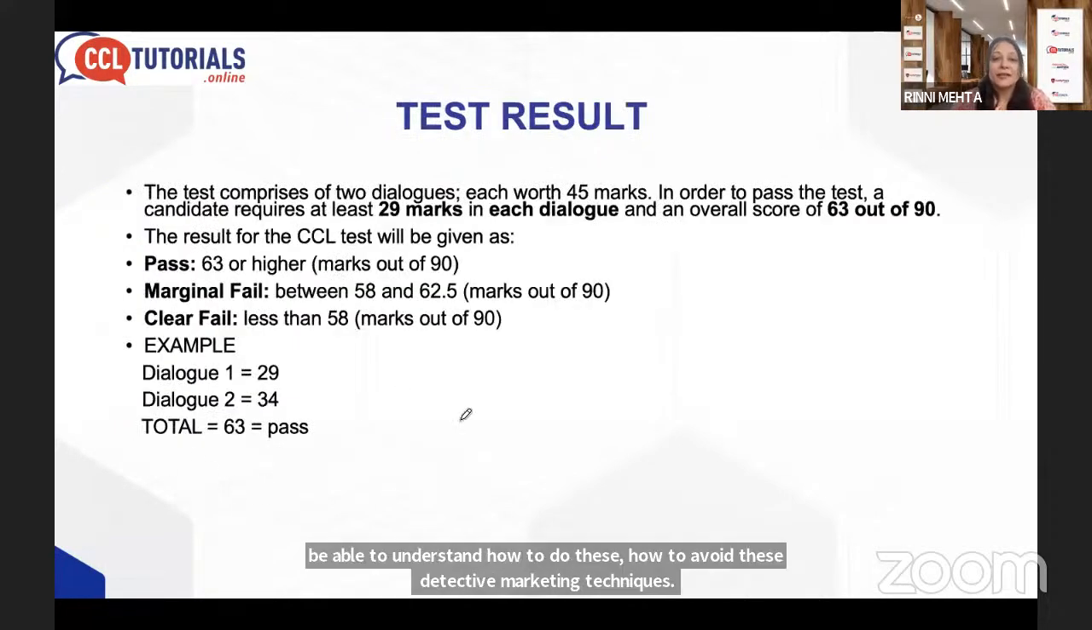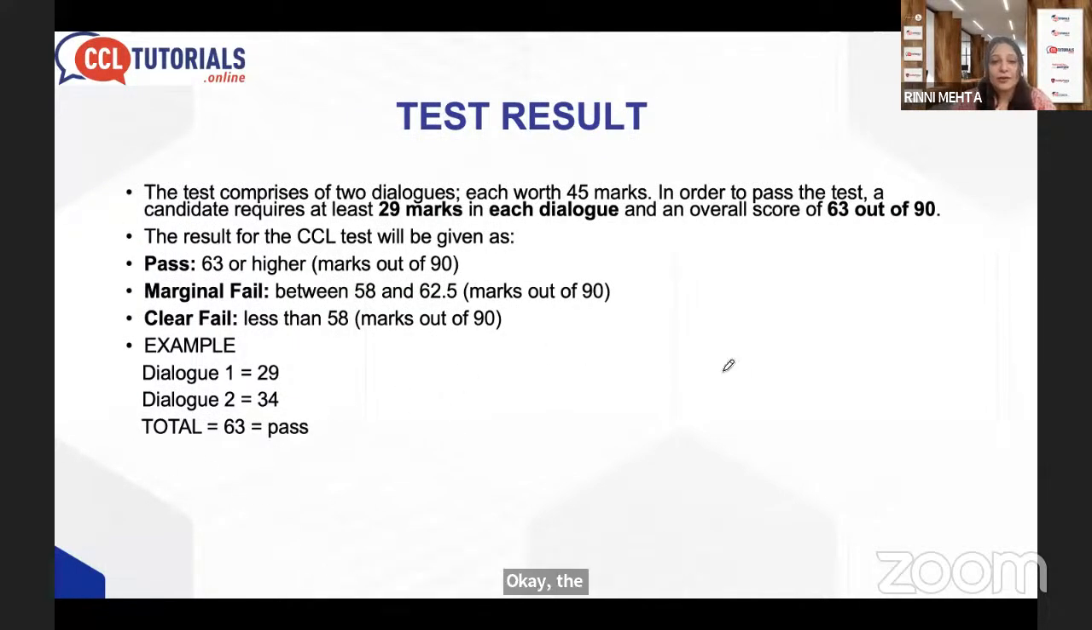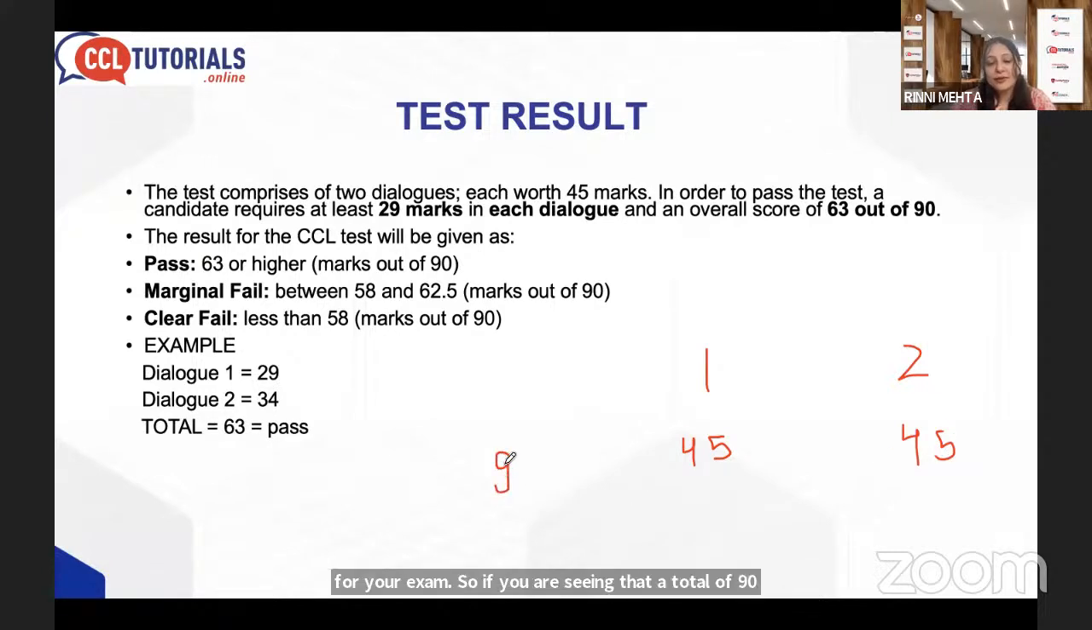Okay. The test result: there will be 2 dialogues, dialogue number 1 and dialogue number 2. Both of them are 45 marks each, so a total of 90 marks will be awarded for your exam. If a total of 90 is there, how many marks should you get at minimum to pass this exam? At least 29 in each dialogue. Dialogue 1 should be scored at least 29.